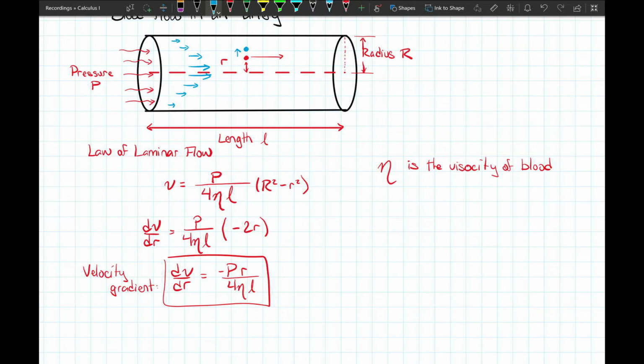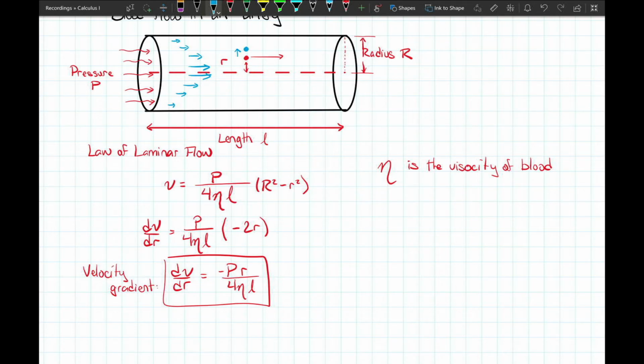And of course, there are other things that we could look at with the law of laminar flow. Rather than just the velocity gradient here, we might want to take a look at how the speed changes with respect to pressure. And we could actually have P as our variable and take the derivative with respect to P. And then at any point in time, we can see what happens to our velocity as pressure starts to build. Or we could take a look at what happens as the overall radius of the blood vessel decreases.